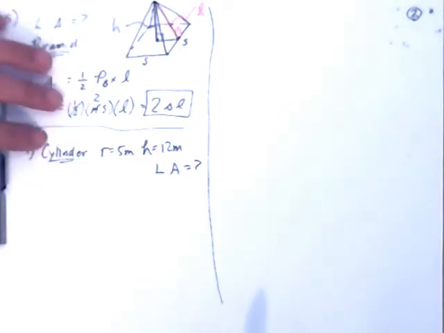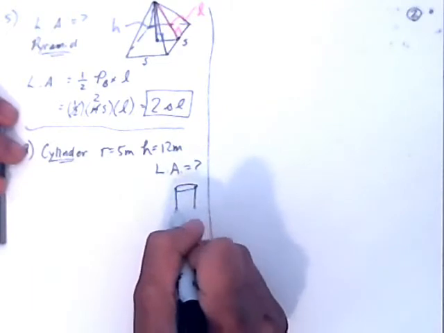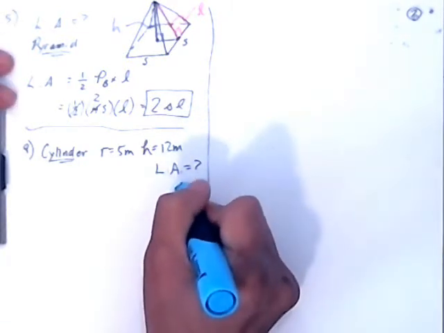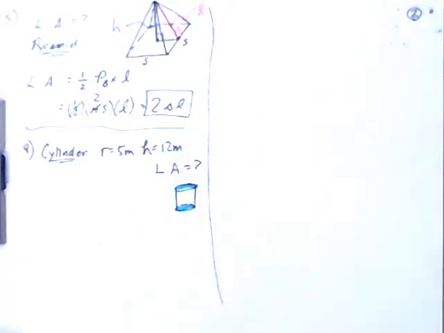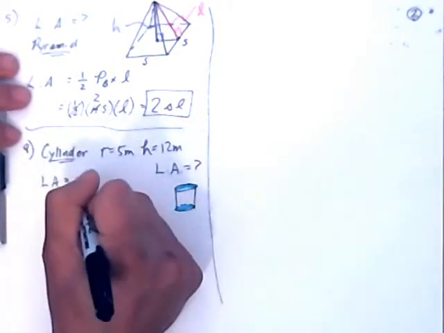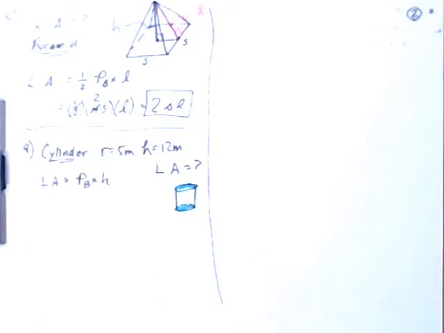What do we know? Oh, we know it's a cylinder. Let's draw it out. It's a soup can. And we know that cylinders have 2 bases, here and here. In other words, a cylinder is also a type of prism. So we're going to use the basic formula. The lateral area is equal to the perimeter of the base times the height H.